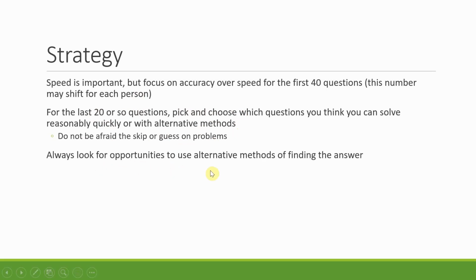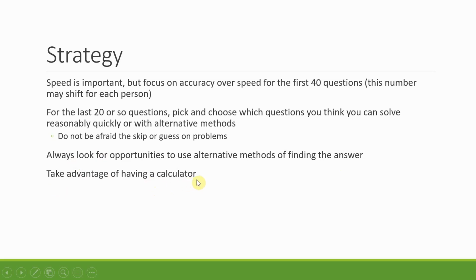Always look for opportunities to use those alternative methods that, again, I'm about to go into. They might be faster, and you might be able to answer questions that you didn't think you'd be able to. And finally, take advantage of the fact that you have a calculator. Don't try and do math in your head. It can do it faster and more accurately for you.